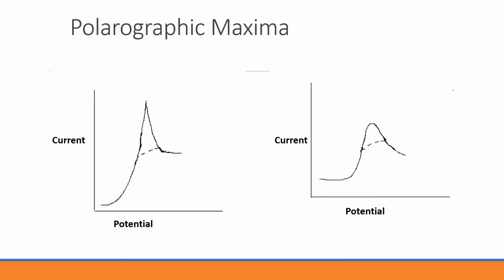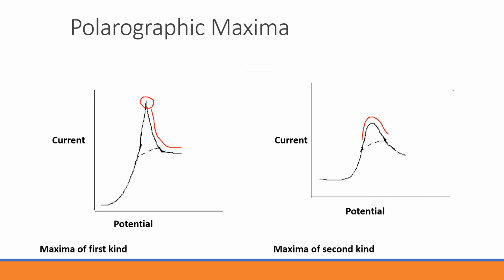Now these are the polarograms which show the maxima of the first kind and the second kind. So here you can see the current has increased to a very high value, and then it has dropped down to a limiting value. So this type of maxima is called the maxima of the first kind. And in the second polarogram, we can see that a rounded hump is obtained, and this rounded hump is called the maxima of second kind.